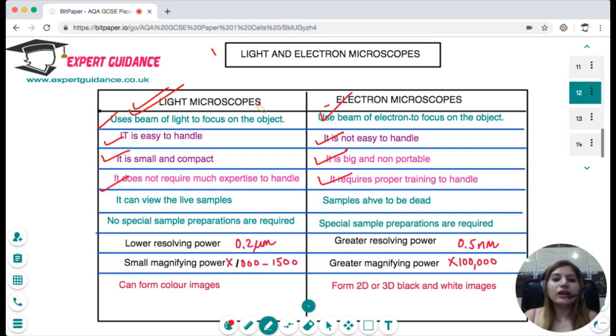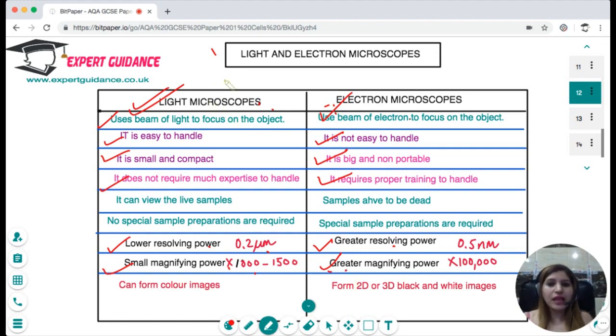Now, when we use a light microscope, we cannot see the greater subcellular details because the light microscope has a very low resolving and magnifying power. The resolving power is 0.2 micrometer and magnifying power is just between 1000 to 1500. Whereas the electron microscope has a greater resolving power of around 0.5 nanometer and the magnifying power is around 100,000 times. So it is the electron microscope that has enabled us to see proper subcellular structures like mitochondria, ribosomes, and chloroplasts.